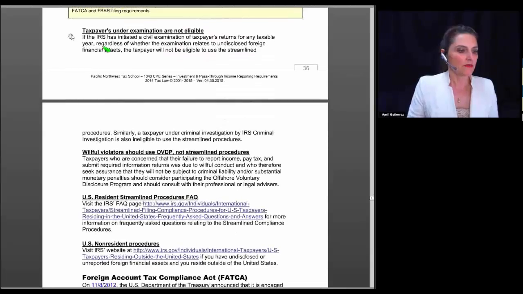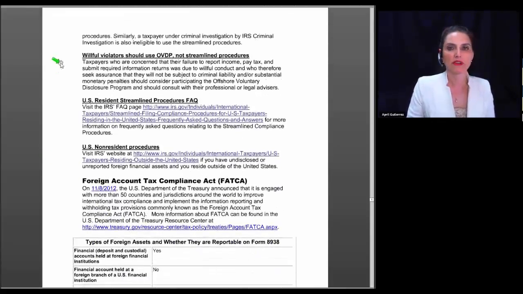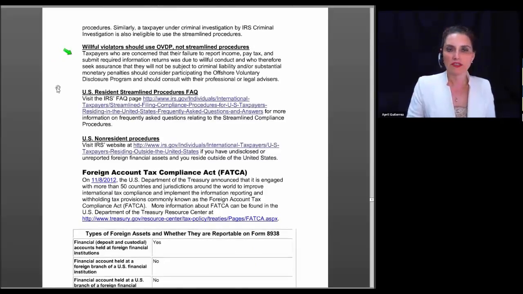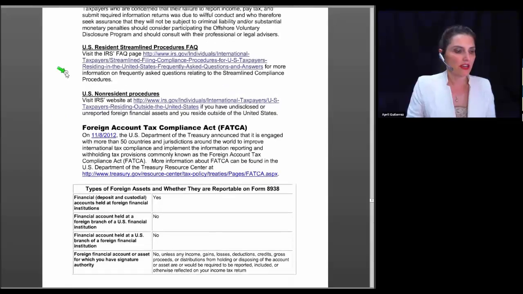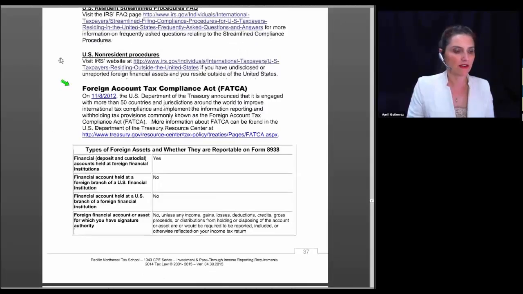Just a note here that taxpayers who are under examination are not eligible. If the IRS has initiated a civil examination of the taxpayer's returns for any taxable year, regardless of whether the examination relates to undisclosed financial assets, the taxpayer will not be eligible to use these streamlined procedures. Similarly, a taxpayer under criminal investigation is also ineligible. Willful violators should still use the Offshore Voluntary Disclosure Program and not these streamlined procedures. For more information, there is a FAQ page at IRS, and I've got a link in here for that, and then, of course, another link for the non-resident procedures.